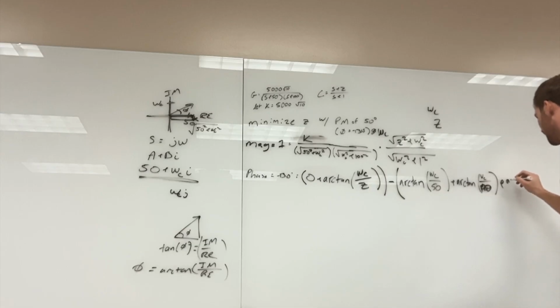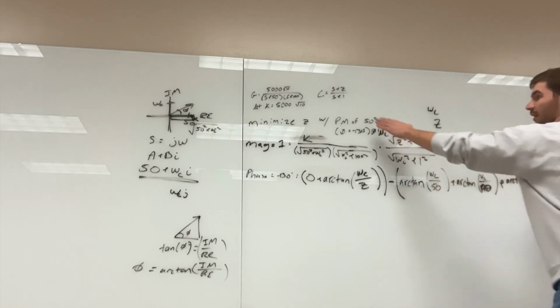Then you have arctan of omega c over, finally, 1.